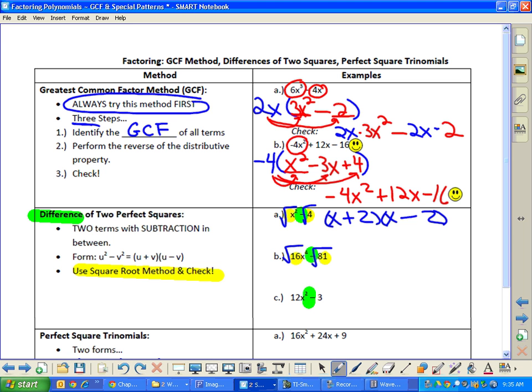Okay, next one. Process is the same. I'm trying to stuff 2 sets of parentheses. So I ask myself, what is the square root of 16x to the 4th? Well, I know that the square root of 16 is 4. The square root of x to the 4th? Does anybody know what that would be? Ooh, I see a couple of you, Tom. It would be x squared. Very good. Because x squared times x squared gets me x to the 4th. Very good. The square root of 81, 9. What symbols go in between?